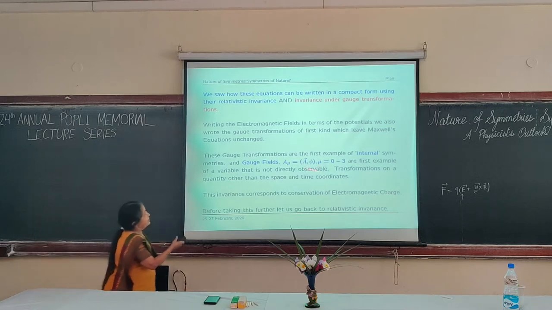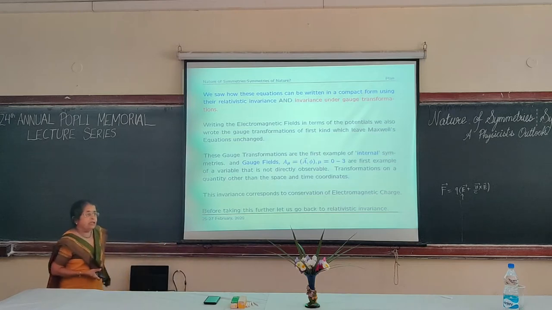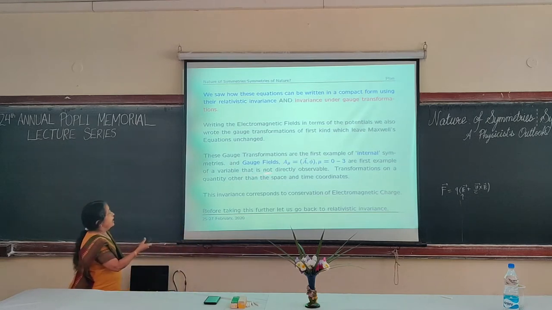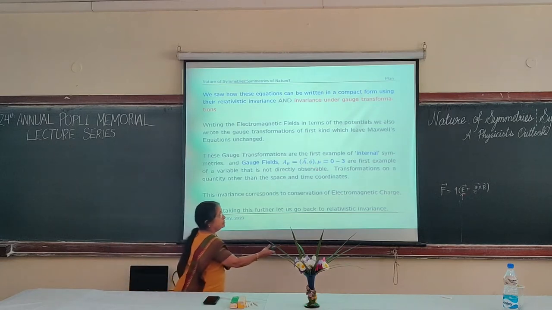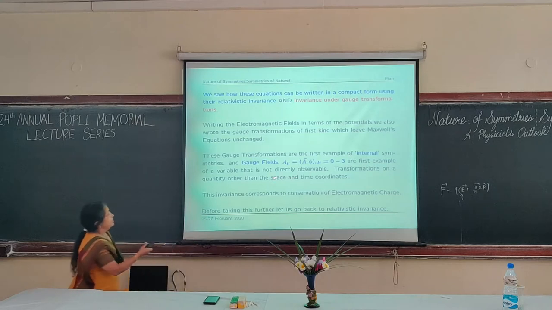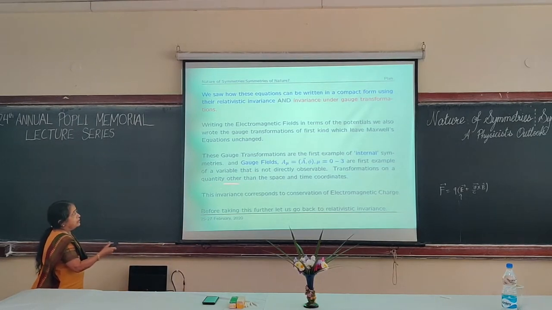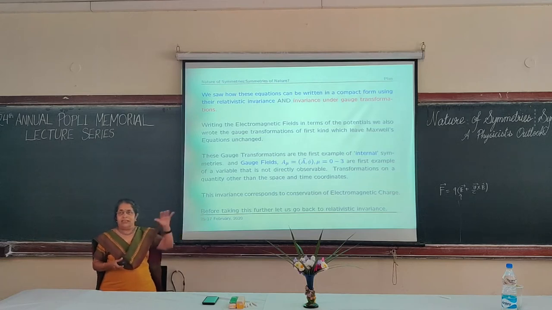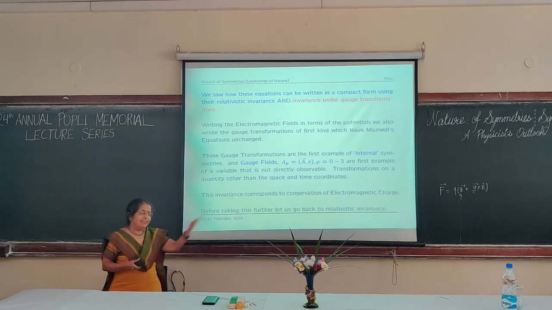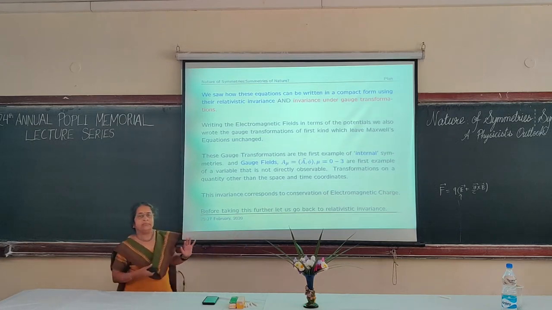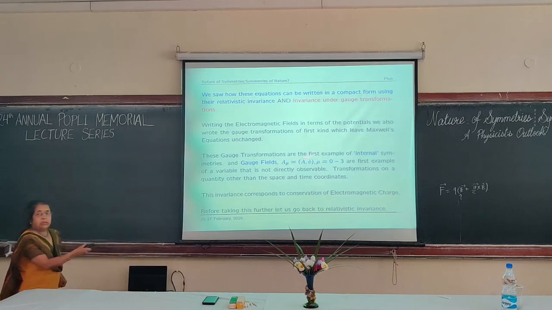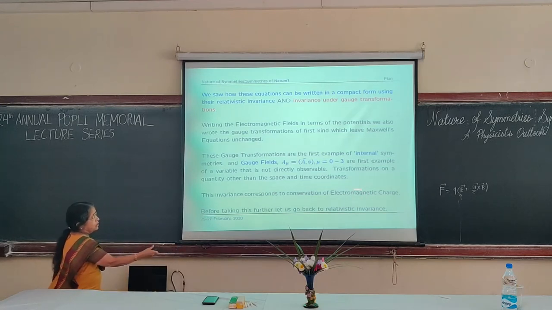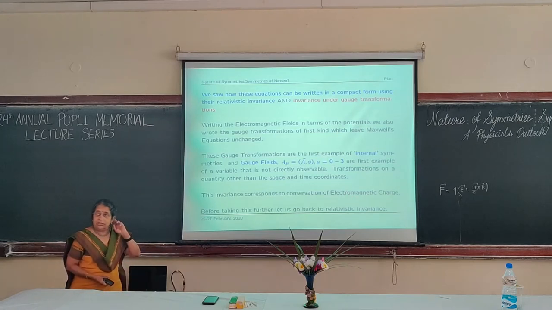Now this is the first time I'm giving you an example of what I have called internal symmetry, because it's a transformation of these gauge fields, which are your variables. This is not something that is directly observable. Directly observable are the electric and magnetic fields. What you are doing now is transformations on a quantity other than the space and time coordinates that we had been thinking of. We had said we rotate the coordinates, we translate the space, we translate the time, we reflect the space. I did not yet talk of reflecting the time. These are all space-time symmetries, whereas here we are now beginning to talk about an internal symmetry. And the corresponding conserved charge for this invariance is the electromagnetic charge.